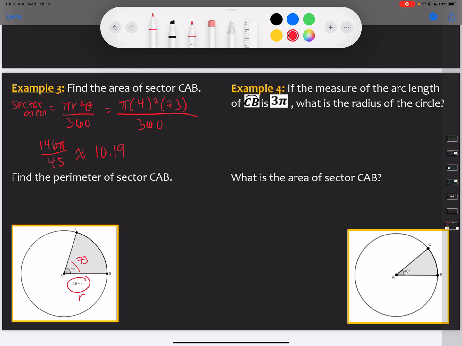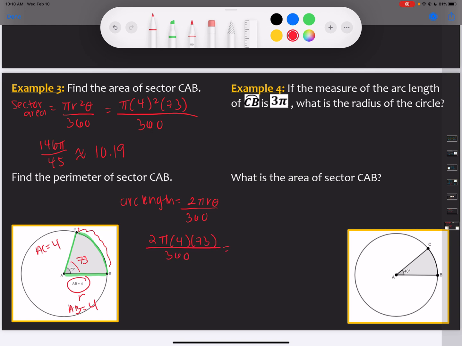Okay, and then if I wanted to find the perimeter of the sector, I'm going to need to find the length of all 3 pieces of the sector. So the arc, and then also the 2 radii, which I already know. So I know that the radius is 4, so that means that AC is 4, AB is 4, and then to find the arc length of this guy, you have to use that arc length formula. So arc length equals 2 pi r theta over 360. So 2 times pi times 4, 73 over 360.